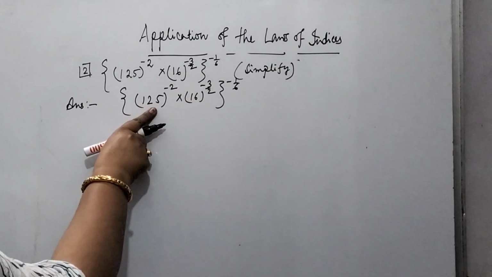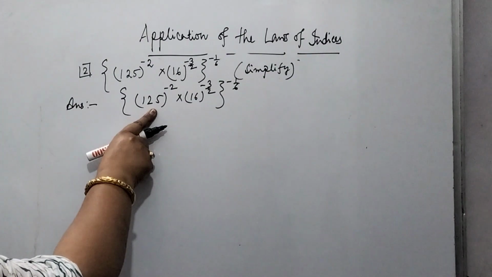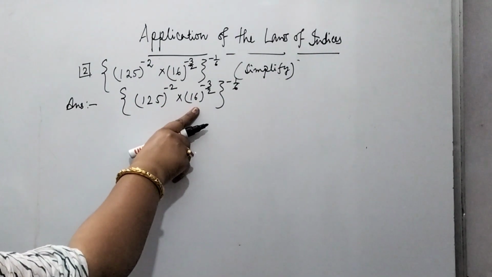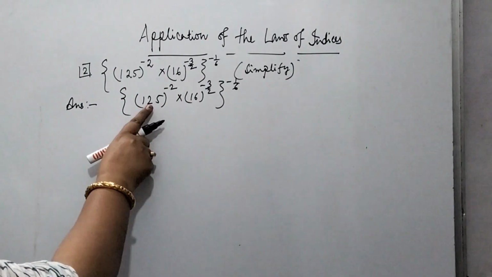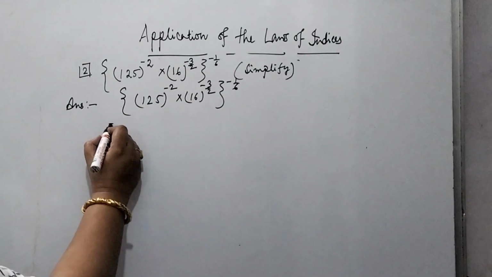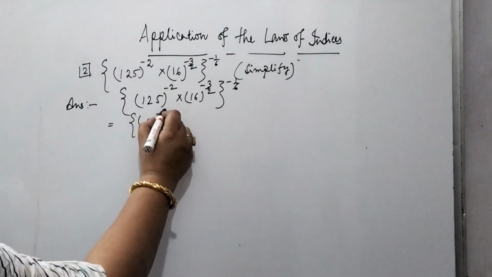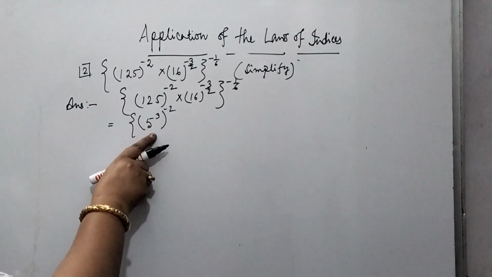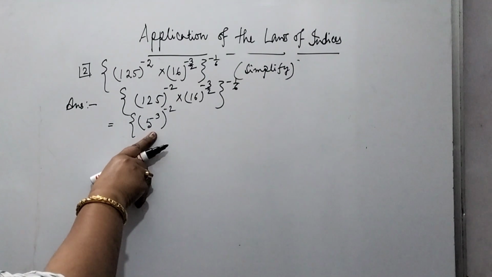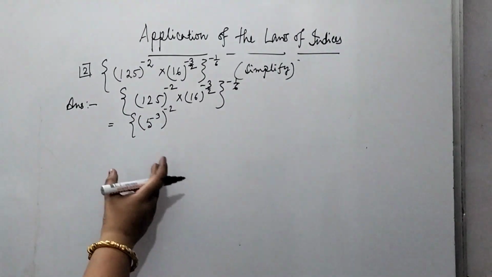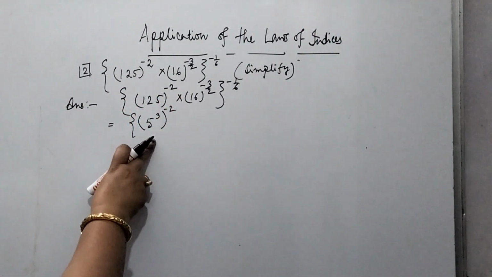The first term is 125. Okay. And the second term is 16. The bases of the terms. Okay. I am talking about the bases. So now look, this 125 can be represented as 5 to the power 3. Because if you break the bases in terms of the prime numbers, then obviously it will be easier for you to understand which law should be applied here.